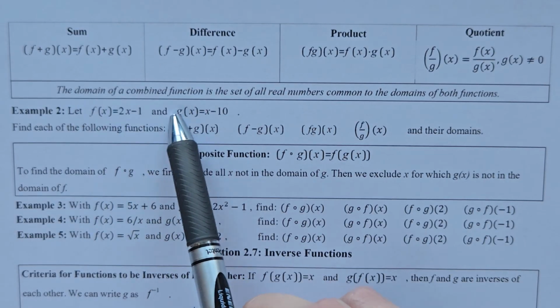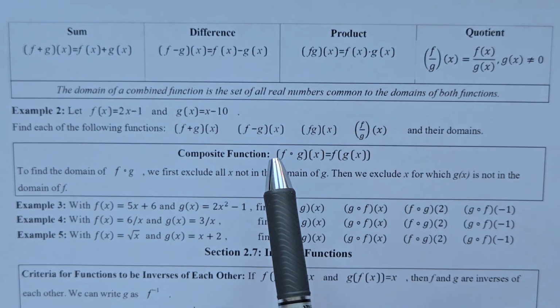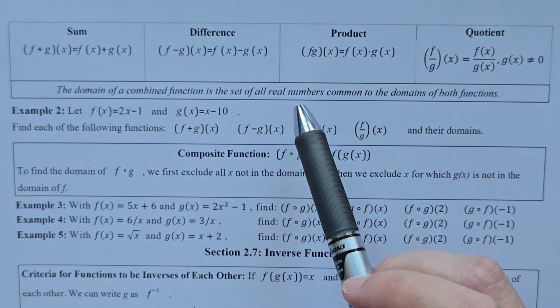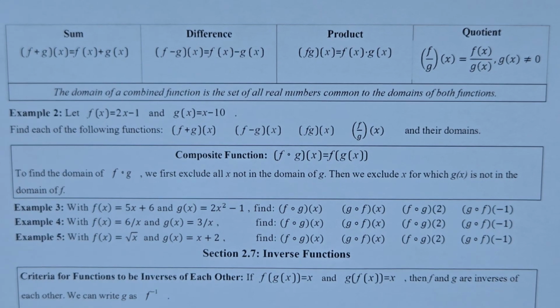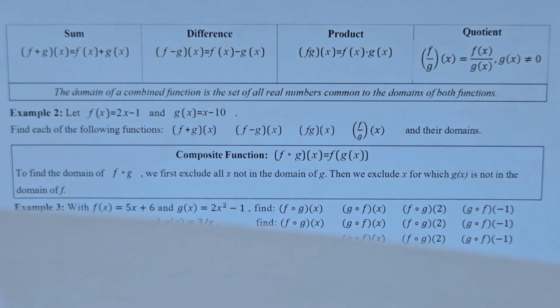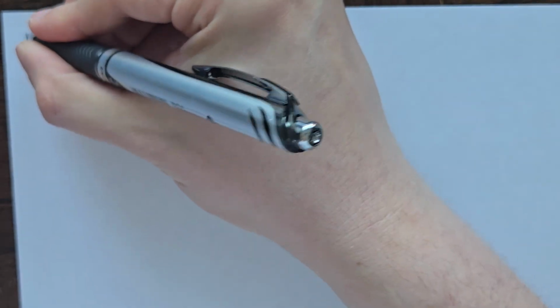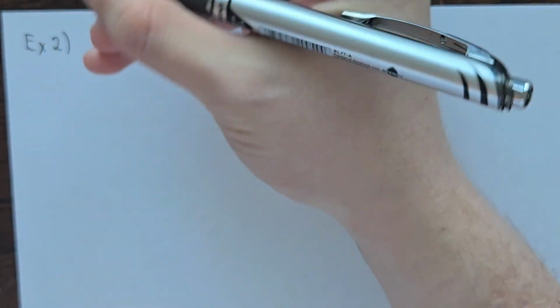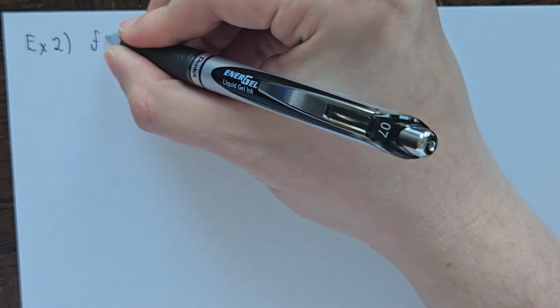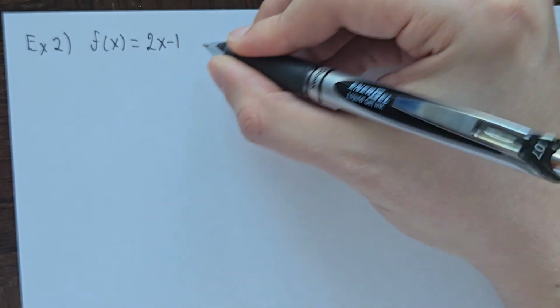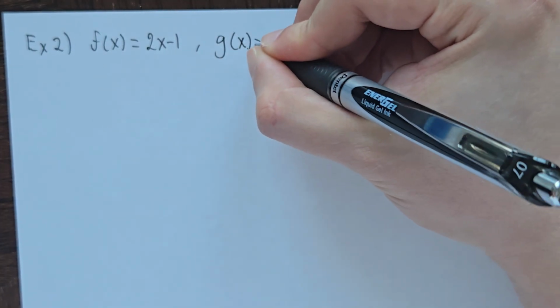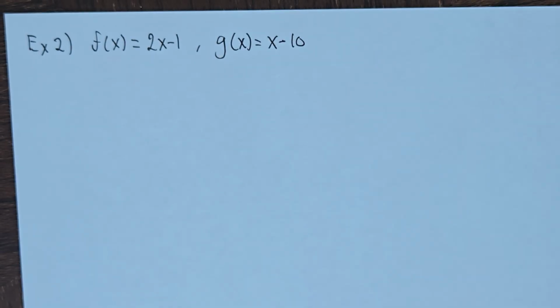The domain of a combined function is the set of all real numbers common to both of the functions, okay? This is going to be helpful for whenever we're looking through the domains of combined functions in general. But let's look first at some examples of combining functions, okay? Example 2. Example 2 says we have f of x being equal to 2x minus 1. And then we also have g of x being equal to x minus 10. And then we're asked to find each of the following.